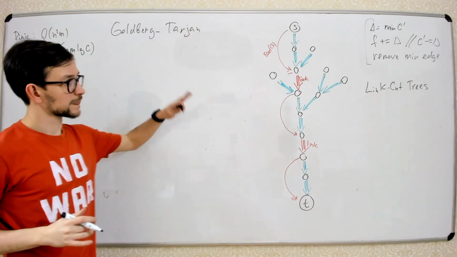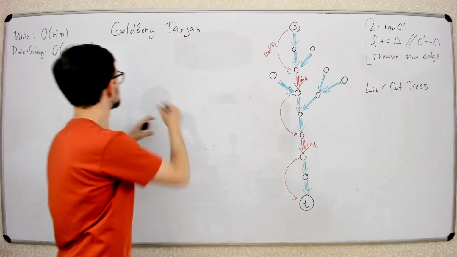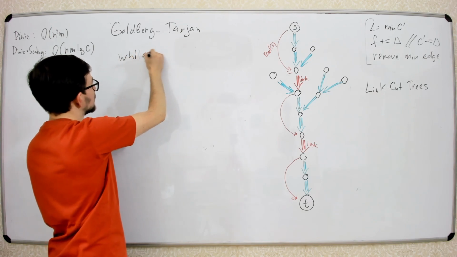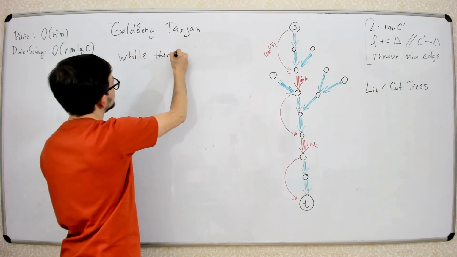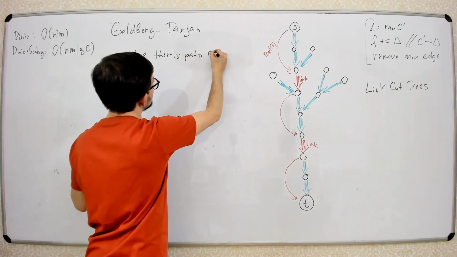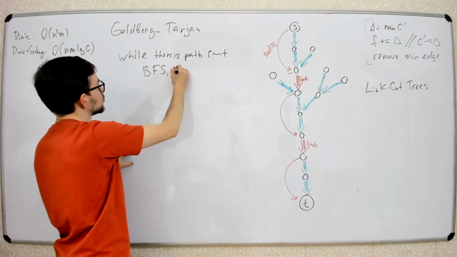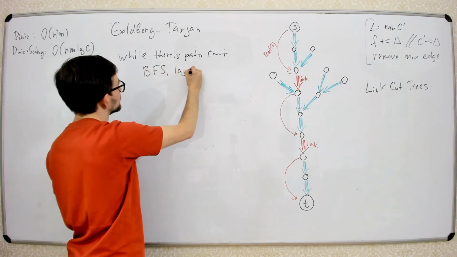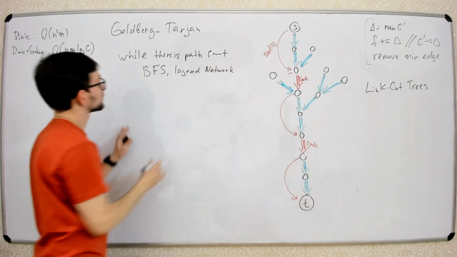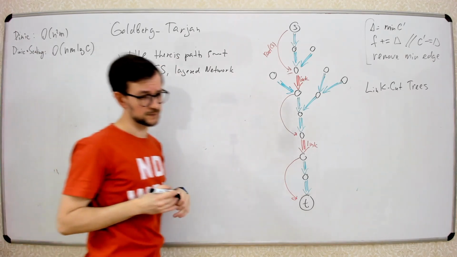So what we're doing? First, we're doing the same step as in Dinic's algorithm. While there is a path from S to T, we make BFS and calculate the layered network, the same thing as in Dinic's algorithm.